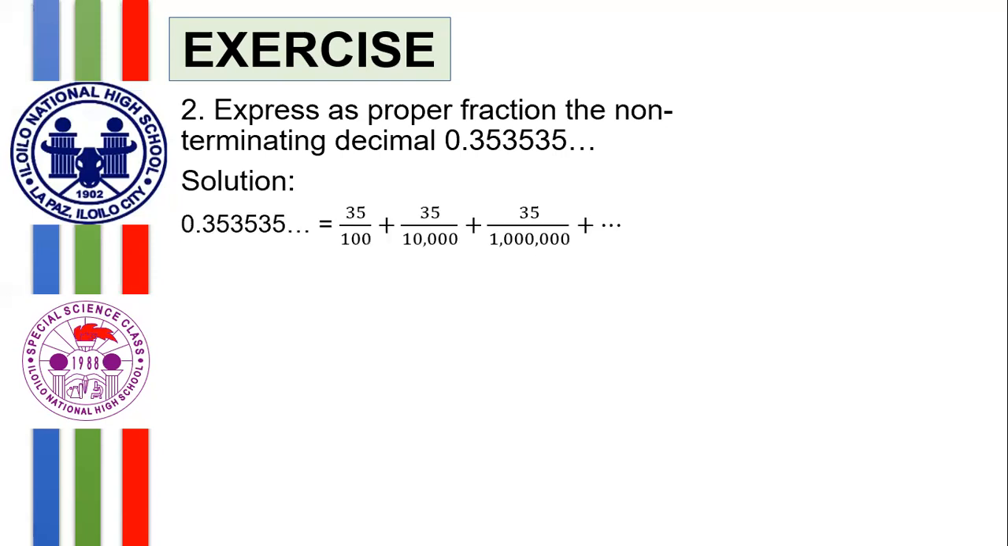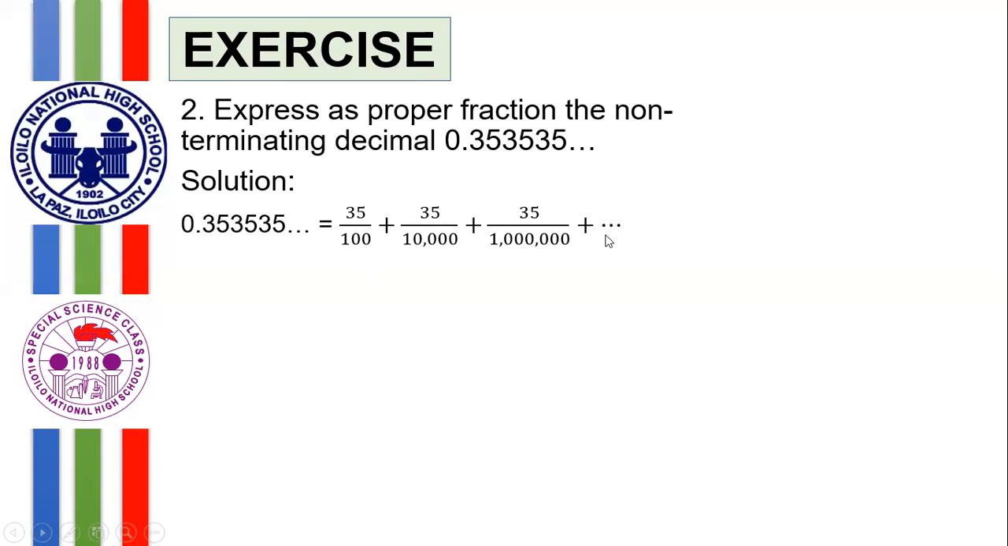So for the solution of this, we know that this non-terminating but repeating decimal could be expressed as the first 35 here is 35 over 100. The next 35 here, you have 1, 2, 3, 4 decimal places in all. That's plus 35 over 1 followed by 4 zeros, so 35 over 10,000. The third 35 here is 35 over 1 million, plus and so on. Remember, you could continue this pattern indefinitely.